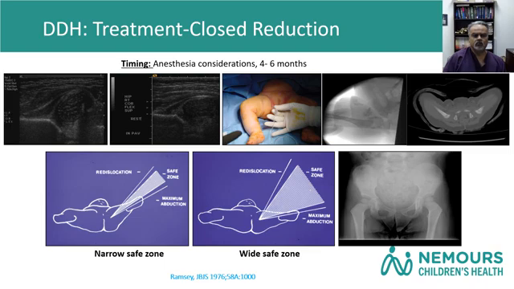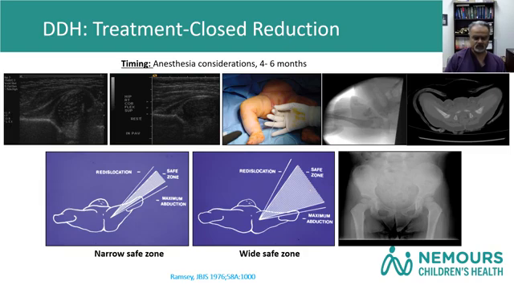Now, once you've attempted the Pavlik and then potentially gone to an abduction brace and that hasn't worked as well and the hip is still dislocated, then the next step is to take the child to the operating room, do an arthrogram to assess the structures that are impeding reduction, and then attempt a closed reduction, which is basically a Barlow maneuver under anesthesia. I'm sorry, an Ortolani maneuver under anesthesia, and then placing the child within a hip spica cast to keep the hip in reduced position within what is described by Paul Ramsey as the safe zone.